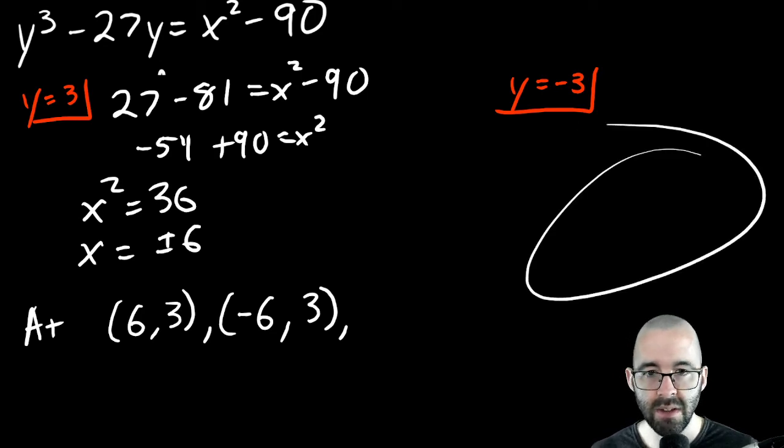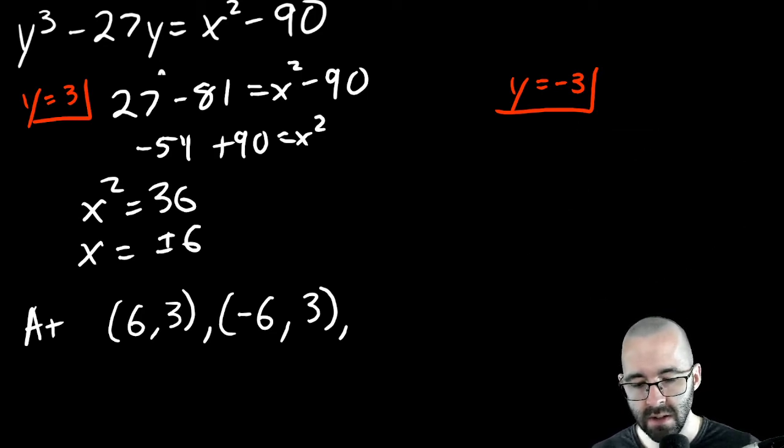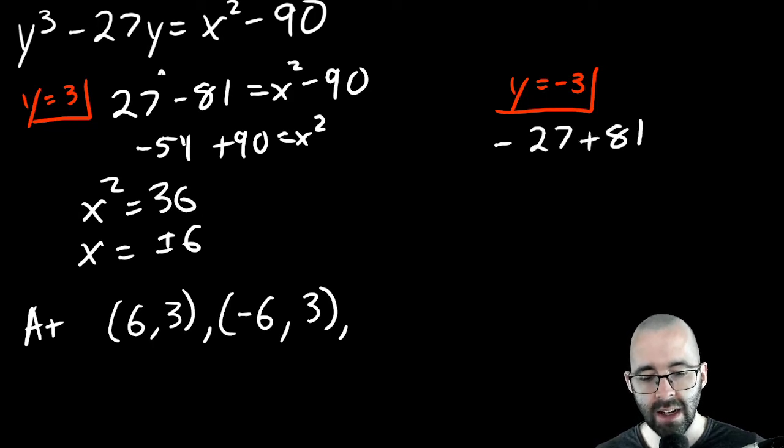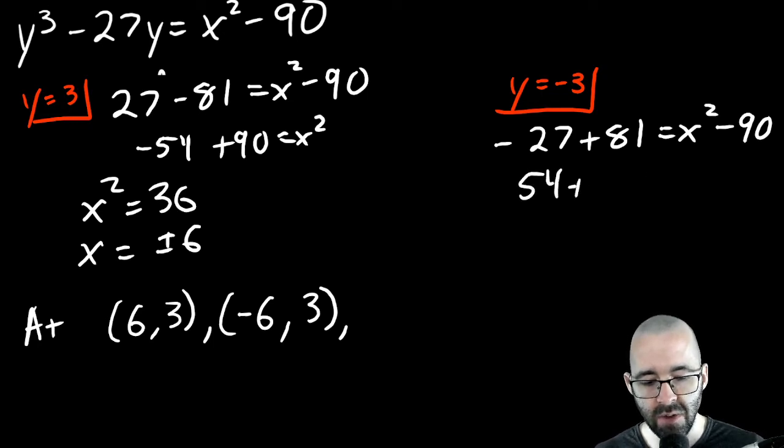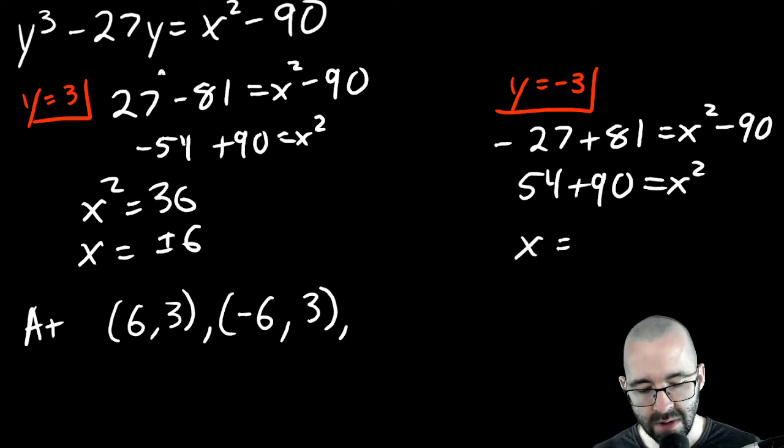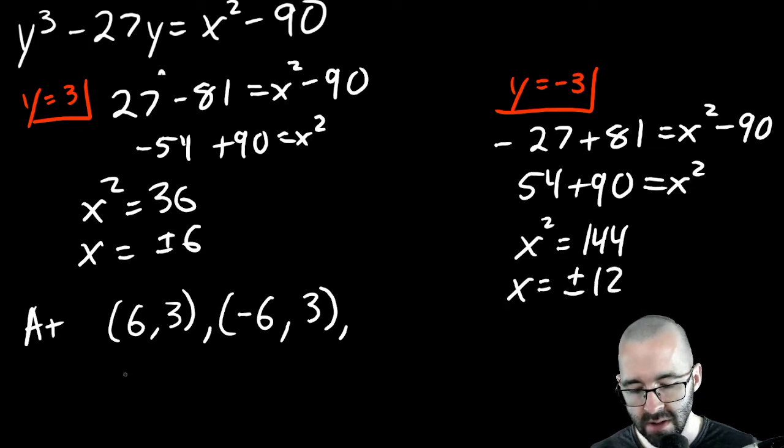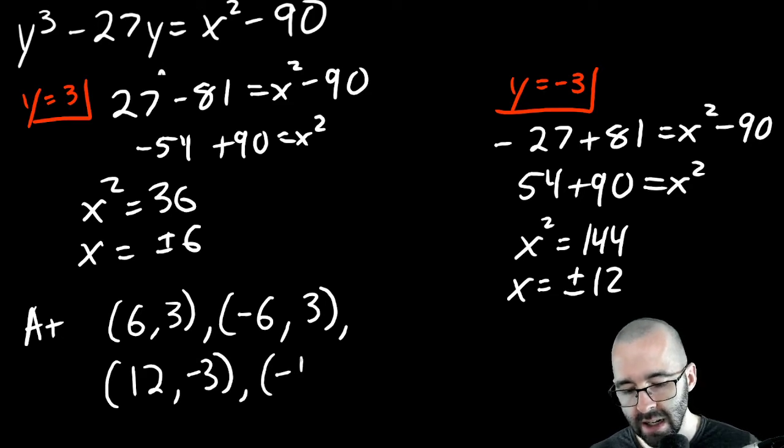And we do the same thing over here. We're going to get negative 27 plus 81 over here equals x squared minus 90. That's now a positive 54 plus 90 equals x squared, so x squared equals 144, or x is equal to plus or minus 12. So it can be positive 12 and negative 3, and negative 12 and negative 3.